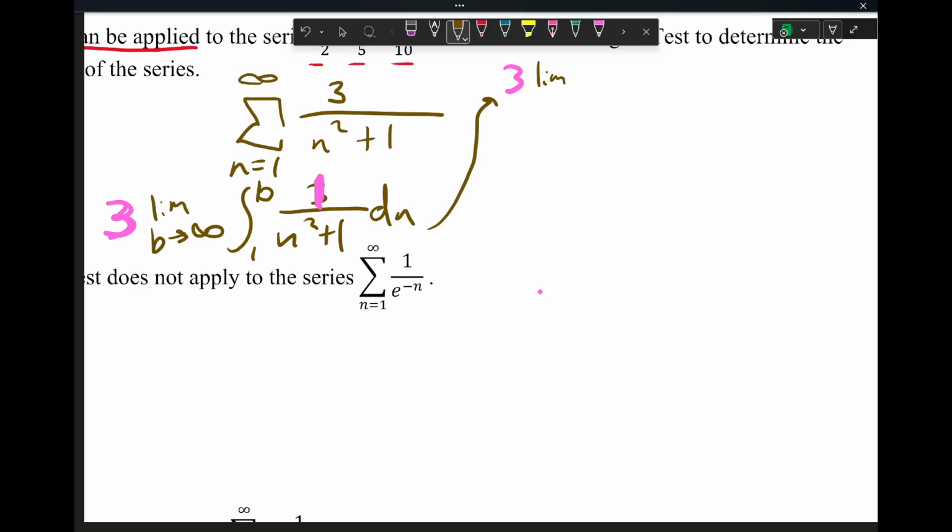Okay, and then of course the limit is going to be there till the end, and then there are 2 pretty challenging things about this question that make it very commonly asked. What is the antiderivative of 1 over something squared plus 1? Usually it's 1 over x squared plus 1, but in this case it's n squared plus 1. Inverse tangent.